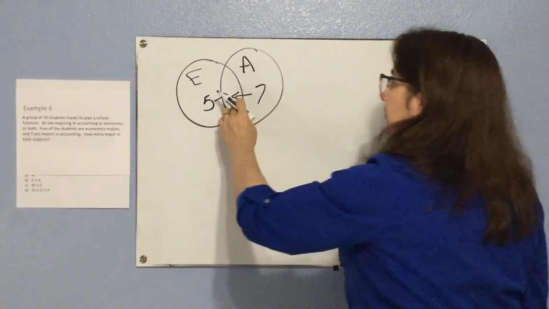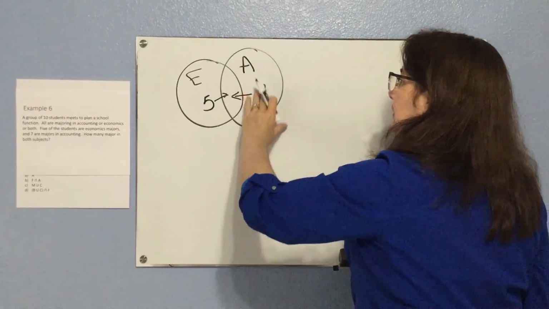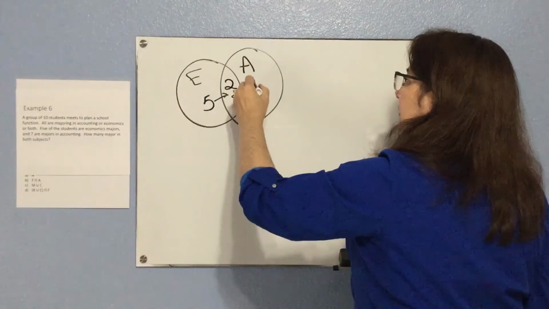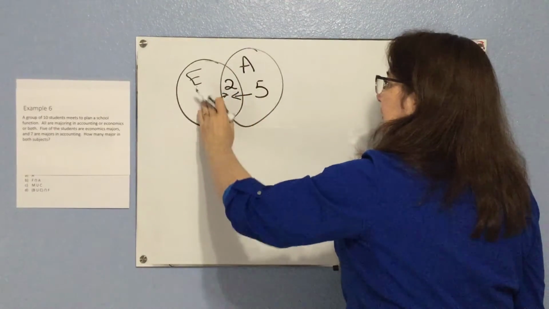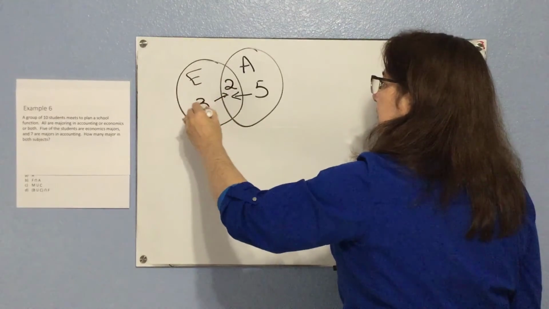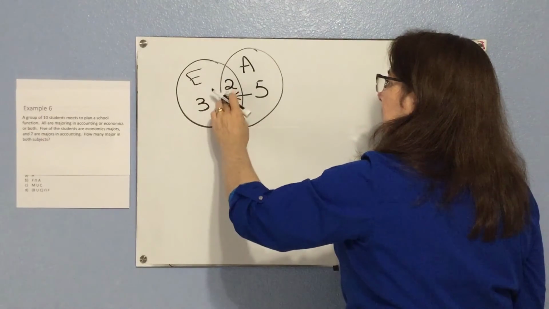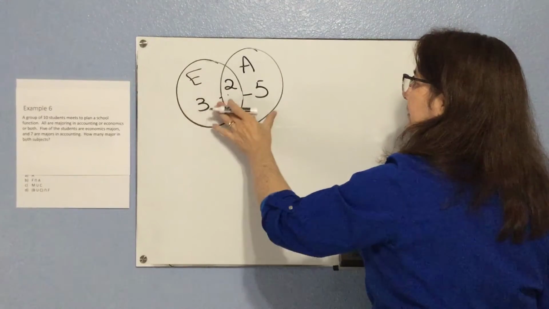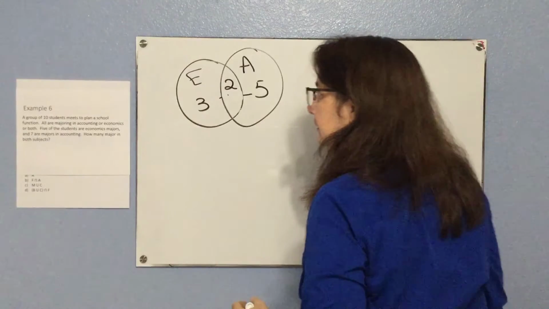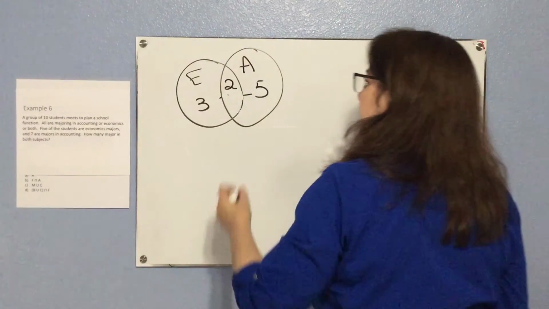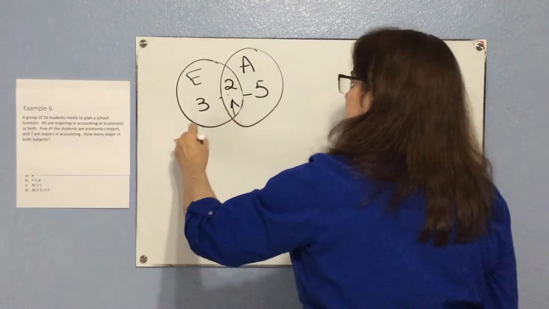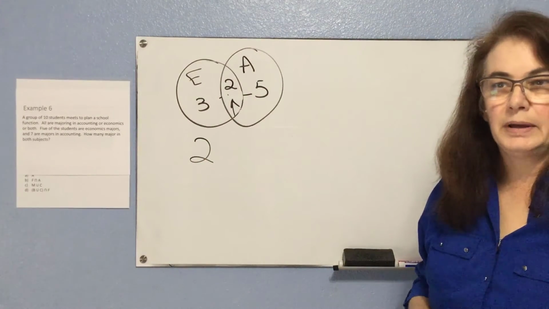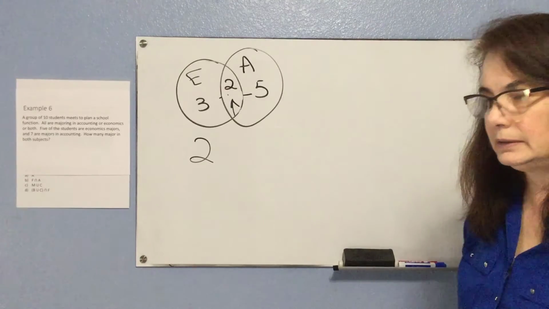So there has to be an overlap here of at least 2 students, and then that would make this 5 and this 3. So now I've got my 5 students in economics, I've got my 7 students in accounting. So how many major in both subjects? 2. Now that wasn't hard to do with a Venn diagram, but there is another way to do it.